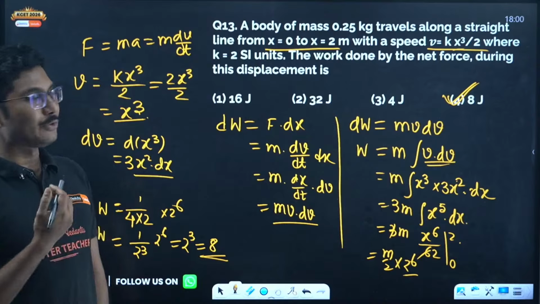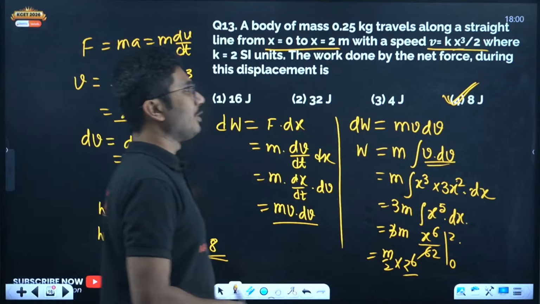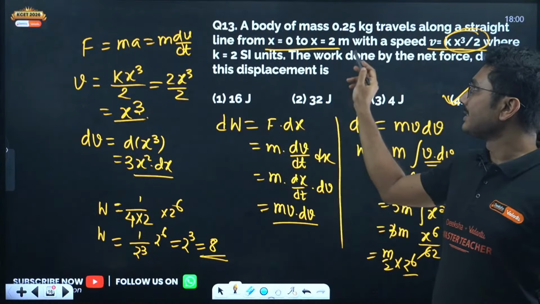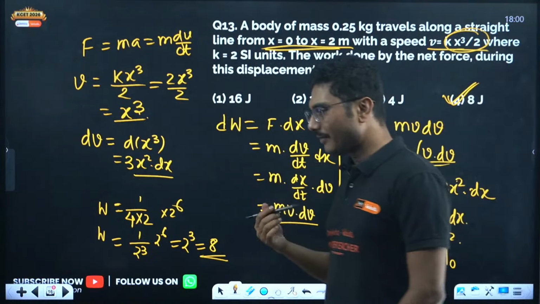Half mv square, how will we apply half mv square here? Because velocity is given in terms of x, the displacement is given here. So how can you apply half mv square?